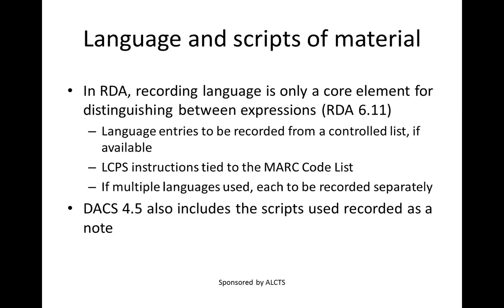The last element in the DACS required element set is the language and scripts of the material. This is included in RDA 6.11, which calls for recording the language in which the work is expressed with the language terms taken from a controlled list. These guidelines are tied to the MARC code list for languages and the ELSI policy statements. These instructions are then largely mirrored in DACS 4.5, although the archival rules also stipulate that scripts used should also be recorded as part of the description.